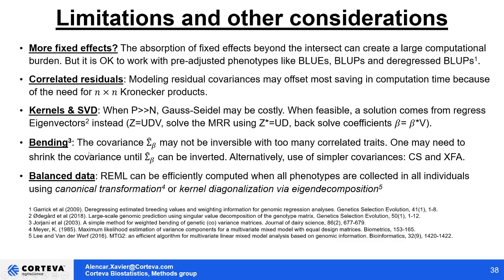Another thing that must be pointed out is bending, because the variance-covariance matrix of genetic covariances is not always invertible, and sometimes we have to deflate off-diagonals until we make that invertible, and that can bias downwards the genetic correlations. Another thing to point out is that if my data is fully balanced, I can also run REML efficiently by either running through canonical transformation or through a kernel diagonalization via eigendecomposition. So we point out that the time to compute REML is very large, but it's only very large under regular settings. And also notice that it's only for balanced data, so there's no way we can get around unbalanced data with REML.